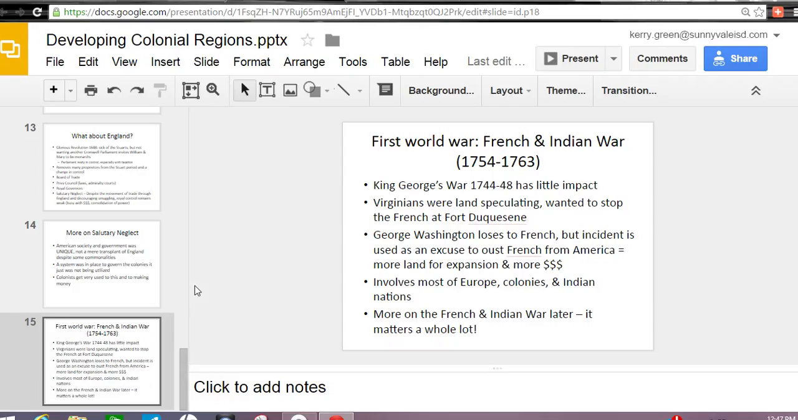We want to get rid of the French because then that will open up more land to the east, and that means more opportunity to make money, and remember, we're starting to get a pretty heavy population going on the one side of the Appalachian Mountains. And so the French and Indian War will involve most of Europe. It'll involve the colonies. It'll involve Indian nations. Some would argue that this is really your first world war. And it's incredibly important because it begins to change the relationship of the colonies with Great Britain in a way that they would not have been before. And this begins to be the end of salutary neglect and that kind of thing.